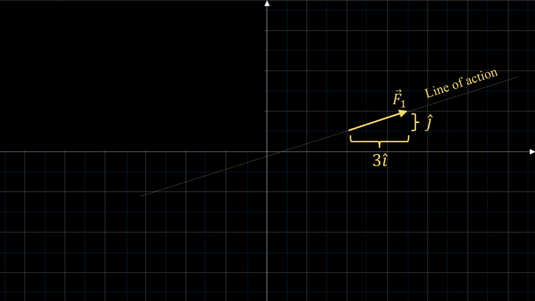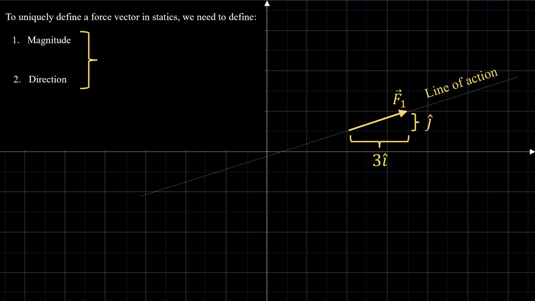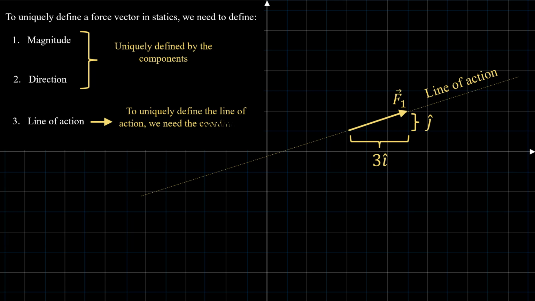What we are saying here is that to uniquely define a force vector in statics, we need to define its magnitude and its direction, both of which are uniquely defined by the components, and we also need its line of action. To uniquely define the line of action, we need the coordinate of one point on it. This is because the slope of the line is already given by the direction of the vector. So, all we need to determine the line of action is one point like P anywhere on the line of action.